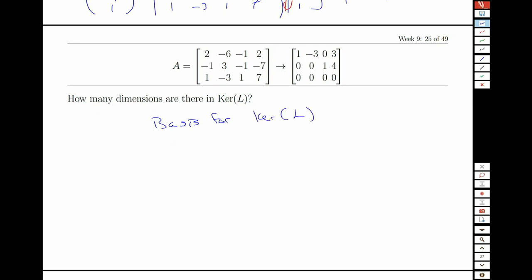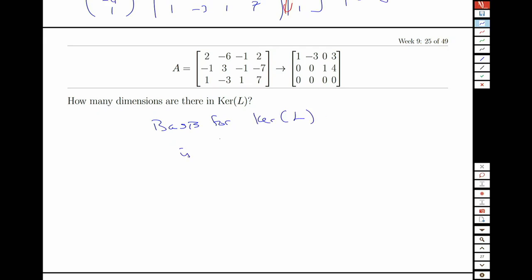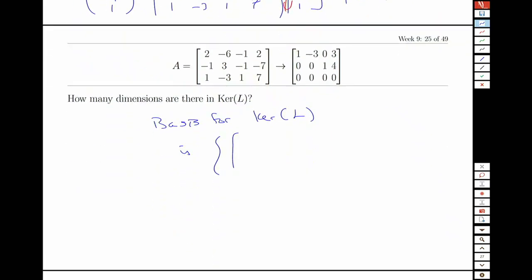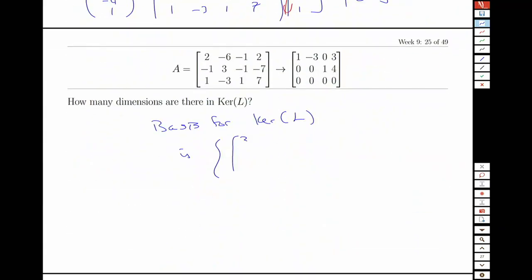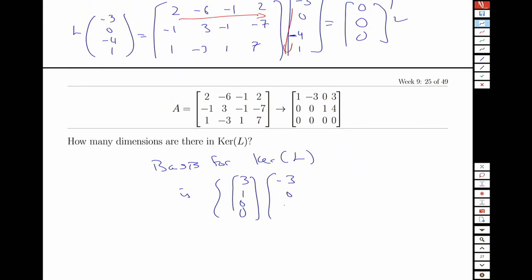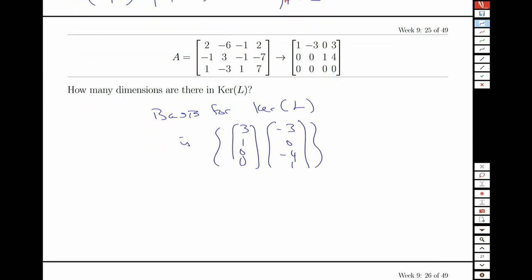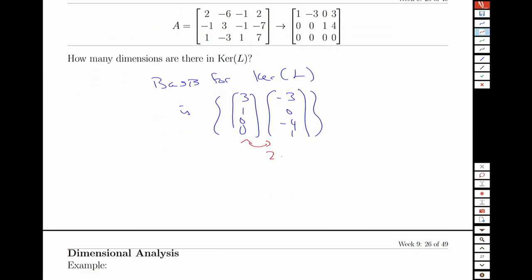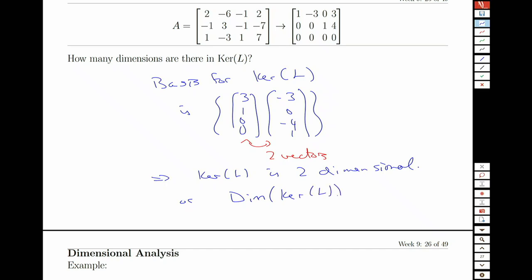The things that get wiped out and turned into zeros by our transform is the set, I forgot it already, 3, 1, 0, 0. Notice they're 4-dimensional vectors because the input's 4-dimensional and the kernel is an input space thing. And just like with the image, we have 2 vectors. And that implies that we have a kernel of L that is 2-dimensional. Or sometimes we write it as the dimension of the kernel of L equals 2, if we want to make it look equation-y.